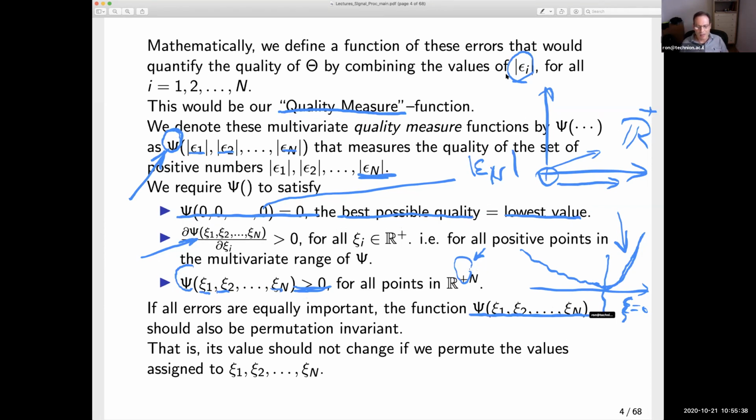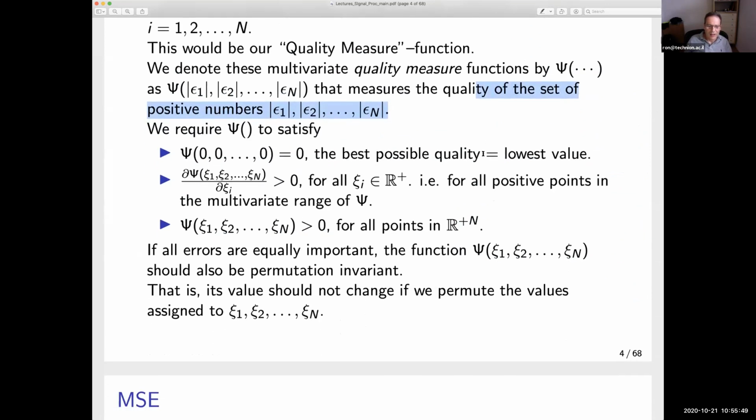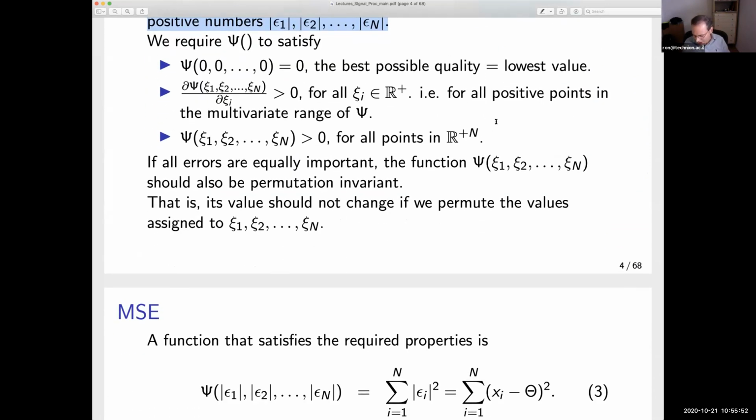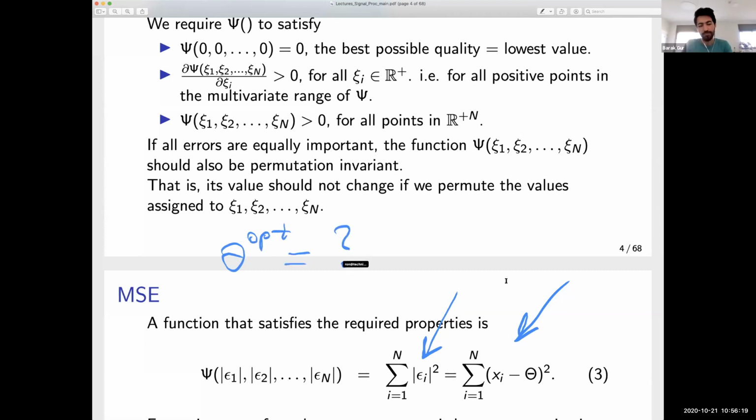And the first example that comes to mind would be, for example, what would happen if I'm taking this function? Hope that you can see that my video is not overlaid on that. And this is called the mean squared error function, because what I'm taking is I'm summing over all my errors the squared value of all my errors. So what would be the optimal theta in this case? Anyone has any idea? The mean. Who said the mean?